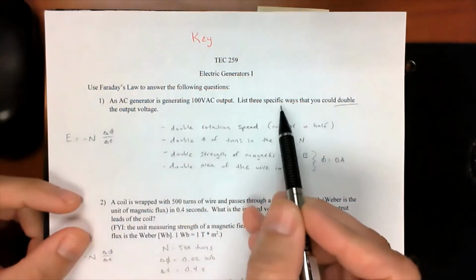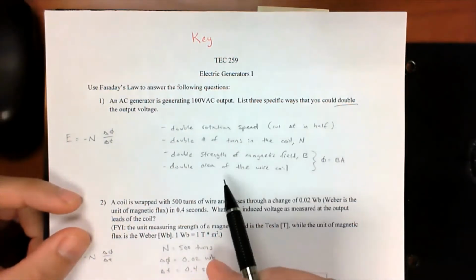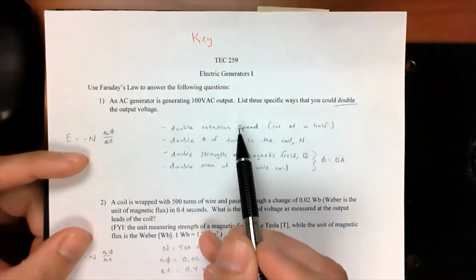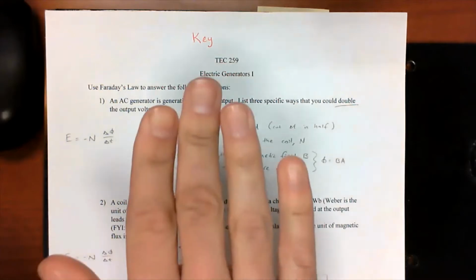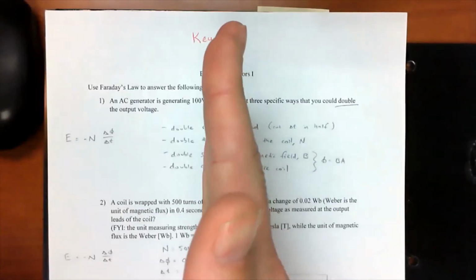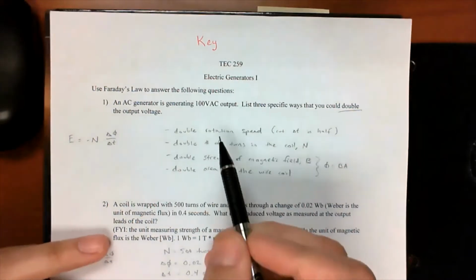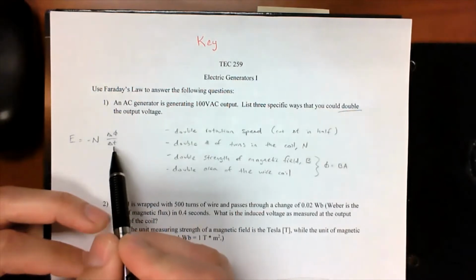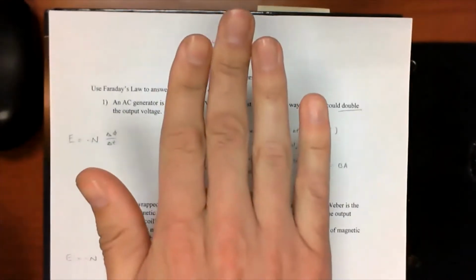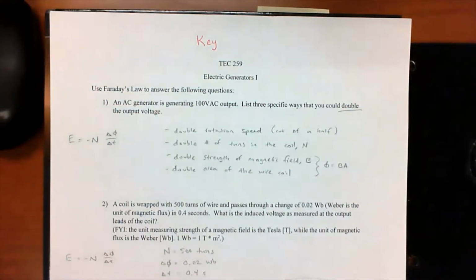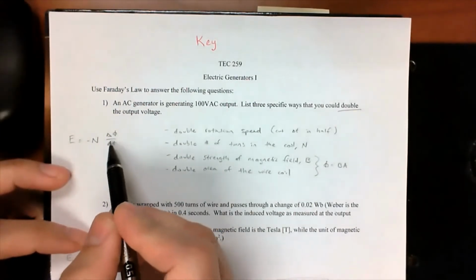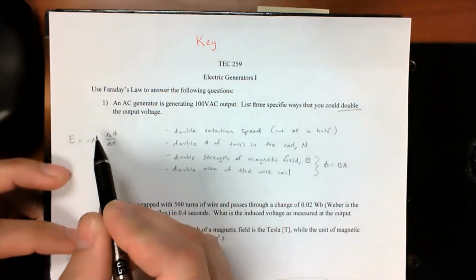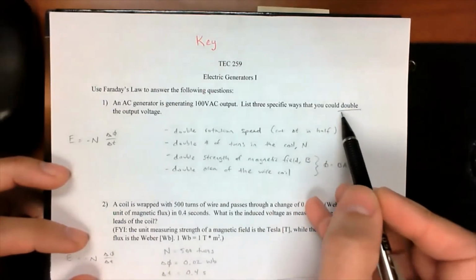It only asks for 3, but there are 4 different ways, so I listed all 4 here. How could you double this? Well, you could double the rotation speed of the rotor on the generator. Imagine this is your armature, and you just need to increase the rotation speed by a factor of 2. In that case, you will cut delta T in half. It will take half as long to rotate from some position on the rotor to some other position of the rotor. If you cut that in half, then you're dividing by a number that is only half as big, and so your result will be twice as big. So you would double the output voltage.